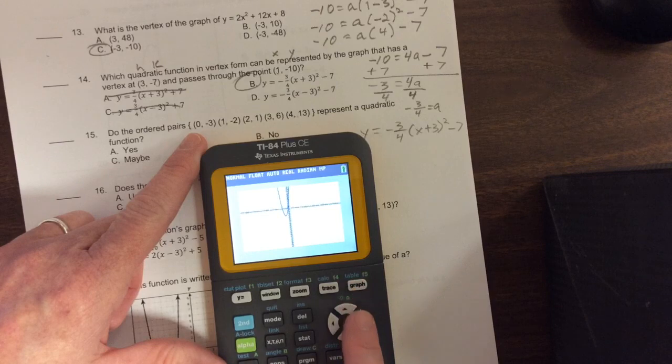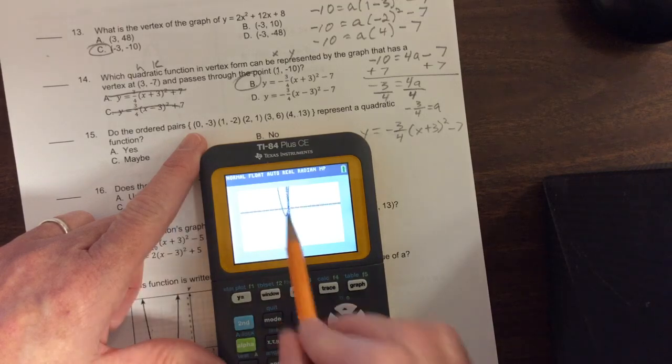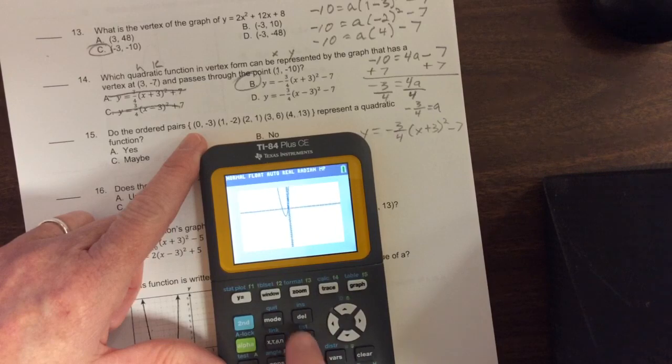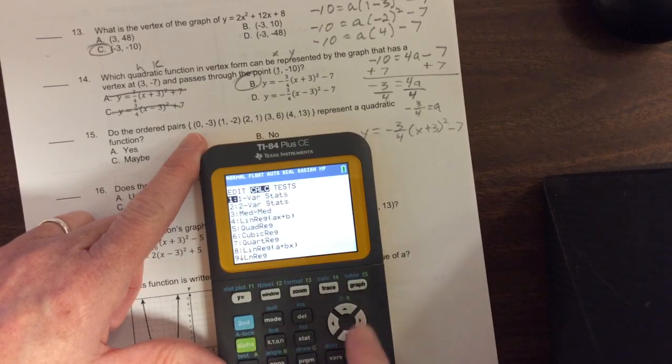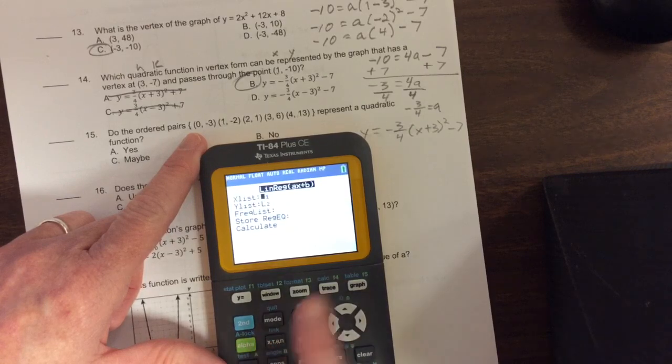Is that it? Zero and -3. I don't know if that's it. So let me hit stat, tab 4. No, this is not it. I know. I'm sorry. Stat, tab 5. There it is.